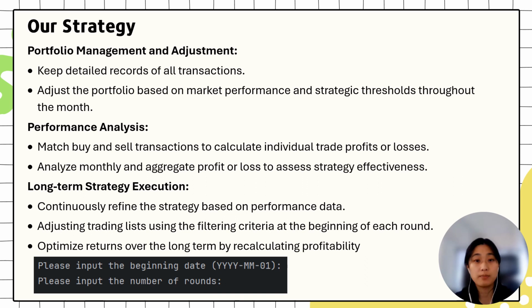For our long-term strategy execution, as we can see from the screenshot below, we will ask the user to input the beginning date as well as the number of rounds, which means the number of months they want to trade. Based on it, we will execute our trading strategy by continuously refining it based on performance data and adjusting trading lists using our filtering standards at the beginning of each round. We also optimize returns over the long term by recalculating profitability.